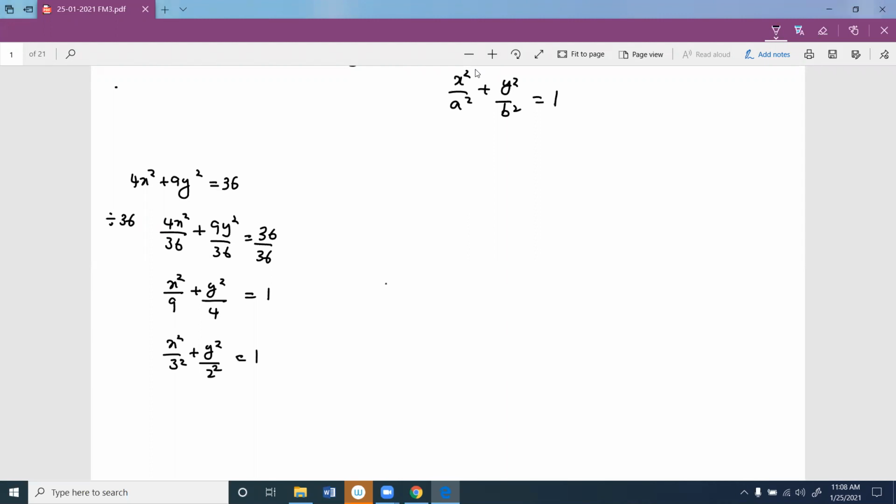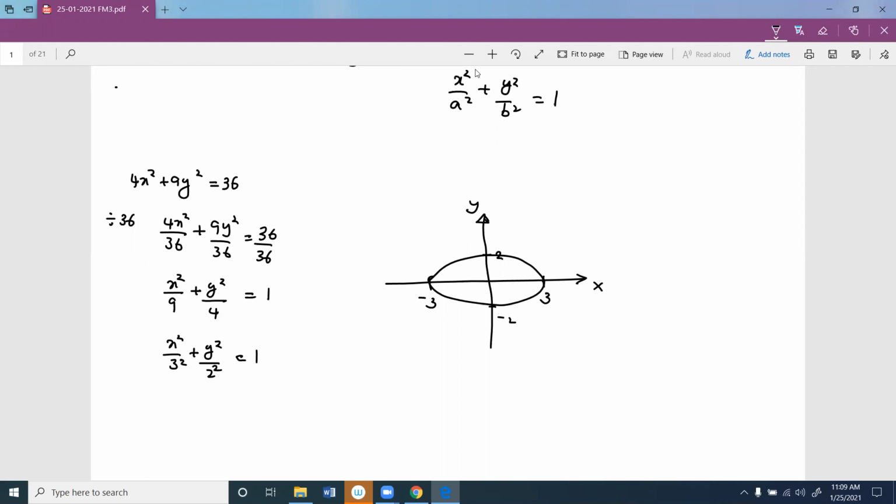Now you can understand that according to this, if you draw this graph, it passes through 3 and minus 3 on the x-axis, and through 2 and minus 2 on the y-axis. So it's a graph somewhere like this. This is x and this is y. That's a graph we should know how to draw.